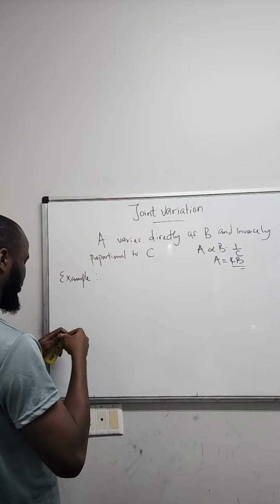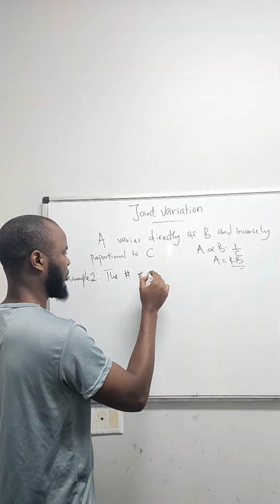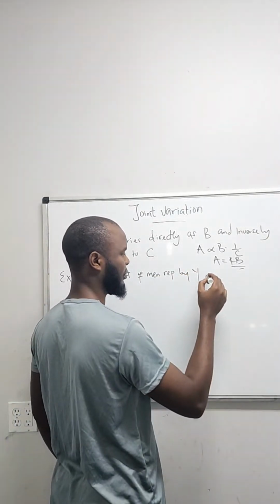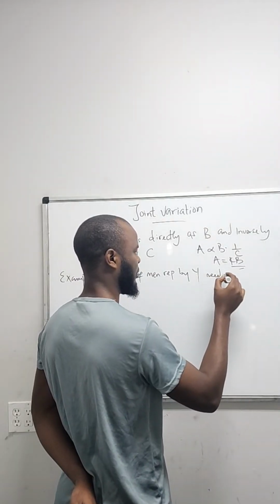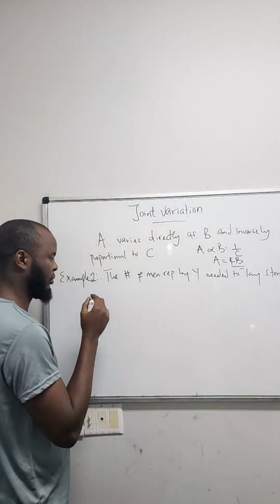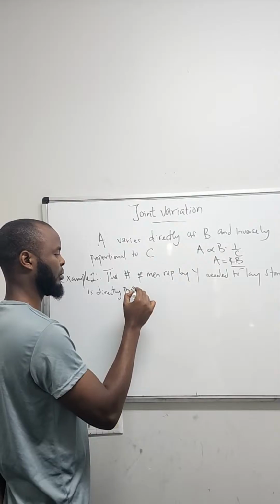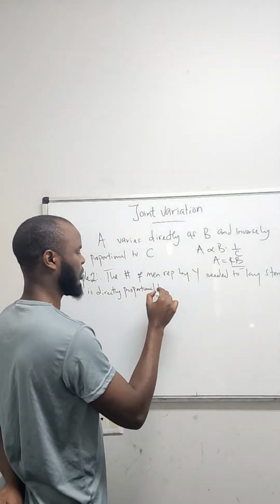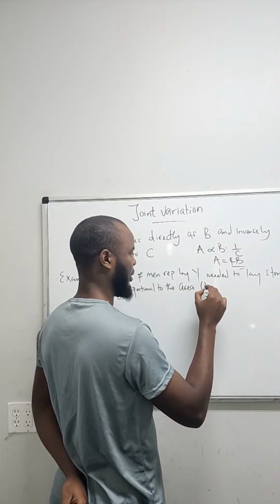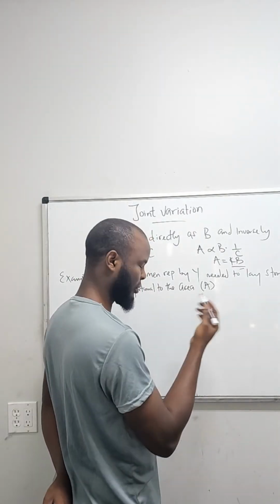Now, example 2. The number of men, represented by y, needed to lay cobblestone, to lay stones, is directly proportional to the area, represented by A, of the driveway.